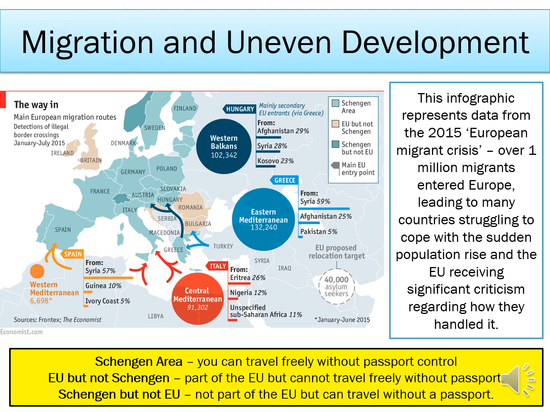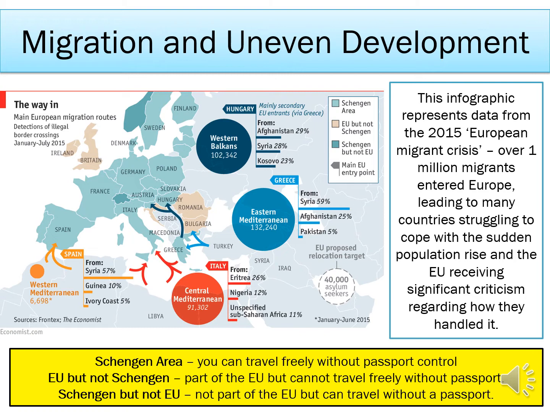For the EU but not Schengen agreement, they're part of the European Union, but you cannot travel freely without a passport. So you have to have your passport checked at border controls before you move from one country to another. Okay, and again, that colour is then represented on the key that you can look at.